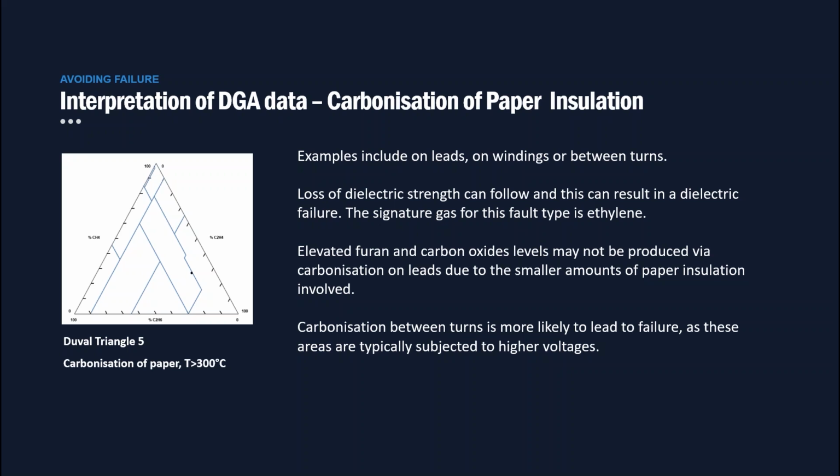And in these circumstances, we need to closely monitor carbon monoxide, carbon dioxide, and furan test results, because these will give us further information providing supporting evidence that burning of the paper is occurring. Carbonization of the paper can occur wherever there's paper, including on paper-covered leads, the windings, or between turns. The fault can lead to a loss of dielectric strength of the paper. This can result in a dielectric failure. We look for elevated levels of ethylene to begin with, and we will also monitor the situation of the fault by reviewing the carbon monoxide and carbon dioxide levels.